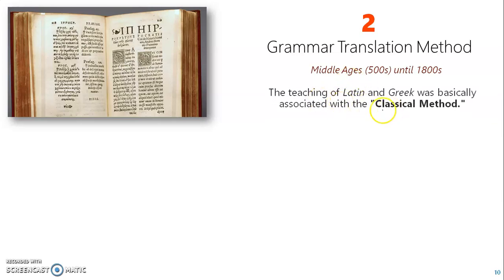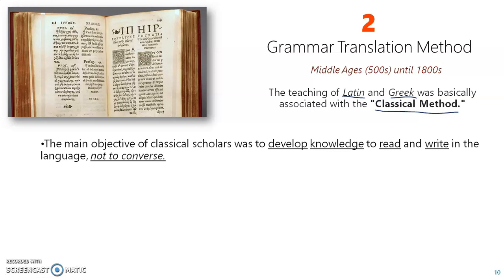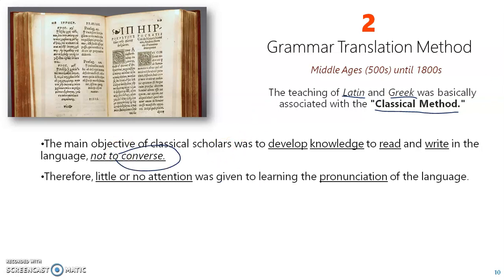So, first, the grammar translation method was called the classical method during the 500s until the 1800s, and it was used to translate Latin and Greek to the target language, that is, to translate Latin and Greek to L1 or from L1 to Latin and Greek. The main objective of scholars and educators during that time was to develop the knowledge to read and write, that is, to focus on grammar and language structures and forms, and not to converse and speak in the target language.